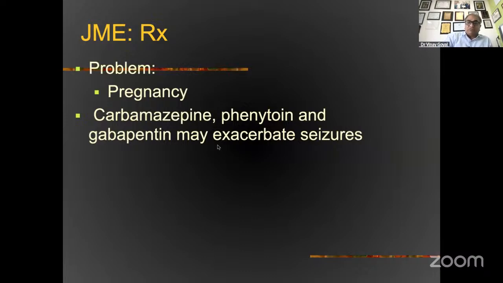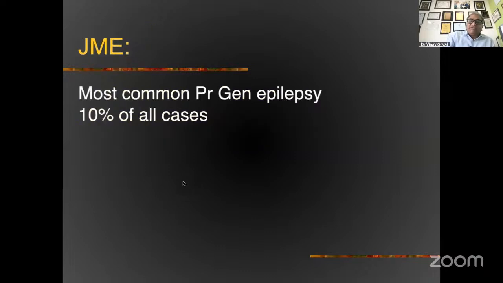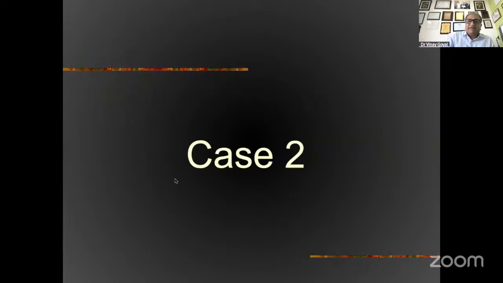Here is the other way around. Carbamazepine, phenytoin sodium, and gabapentin. If you are giving the wrong drug, that is these three drugs, it may worsen myoclonic seizures. So these are not the drugs of choice. This is one of the commonest primary generalized epilepsies, and up to 10% of the cases will have juvenile myoclonic epilepsy. Is there any question on this?